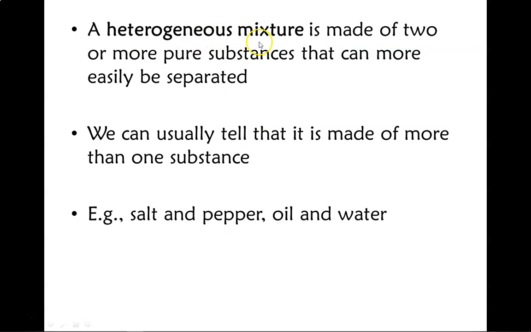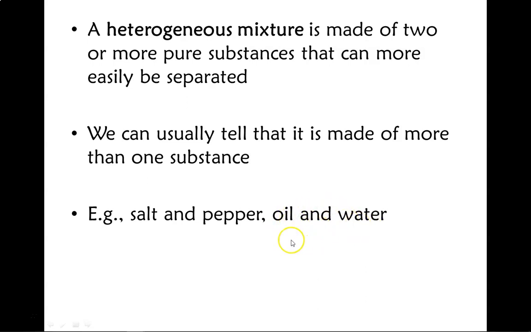Now a heterogeneous mixture, on the other hand, is made up of two or more substances that can more easily be separated. Furthermore, we can usually tell just by looking at it that it's made up of more than one substance. So for instance, salt and pepper. If you mix these two together, I can see the white salt and the blackish brownish flakes of pepper. I can tell that it's not pure and that there are different stuff inside of it. Oil and water. Because they don't mix well, oil usually floats on top of the water, I can see the two different components, and just by looking at it, know that it's not a pure substance.